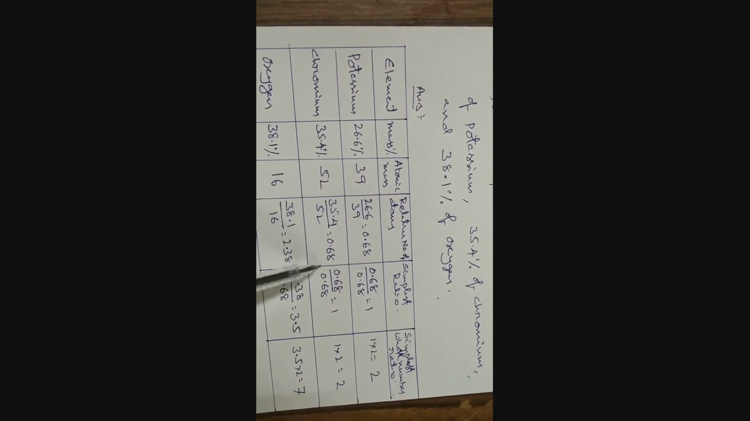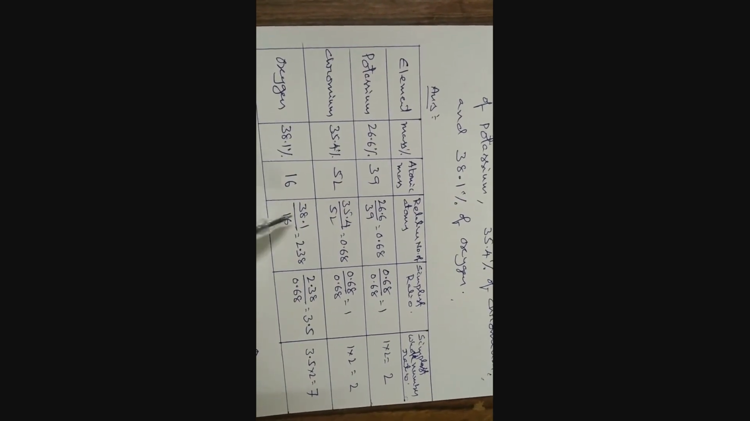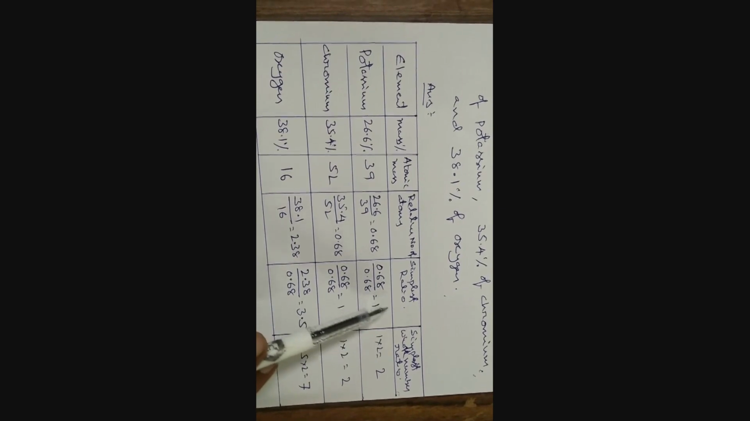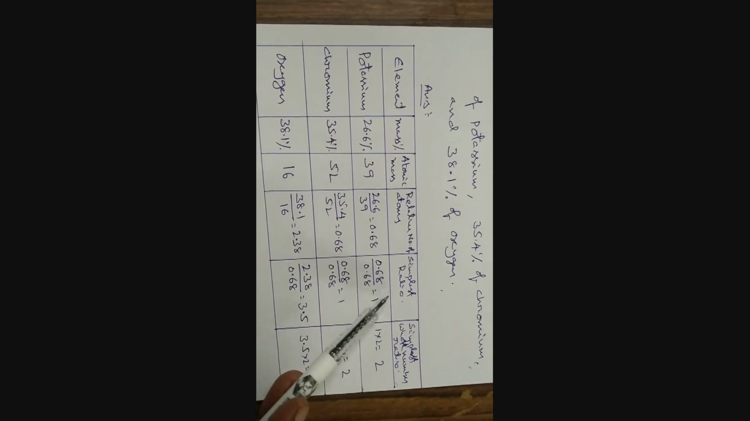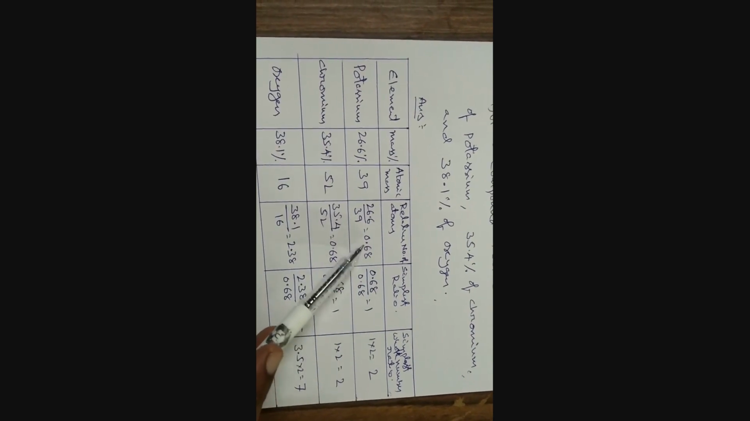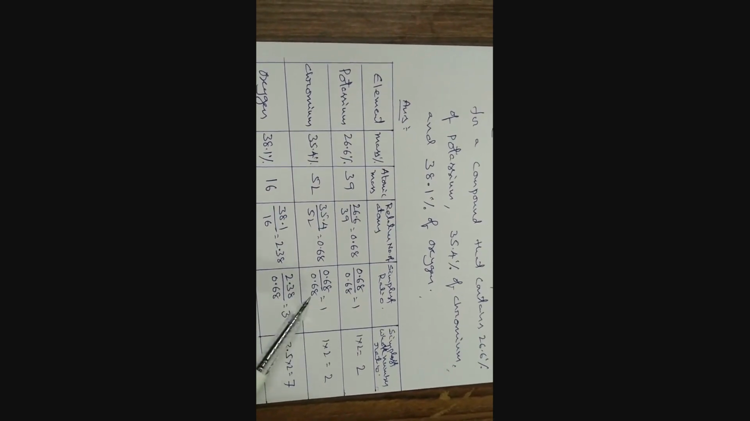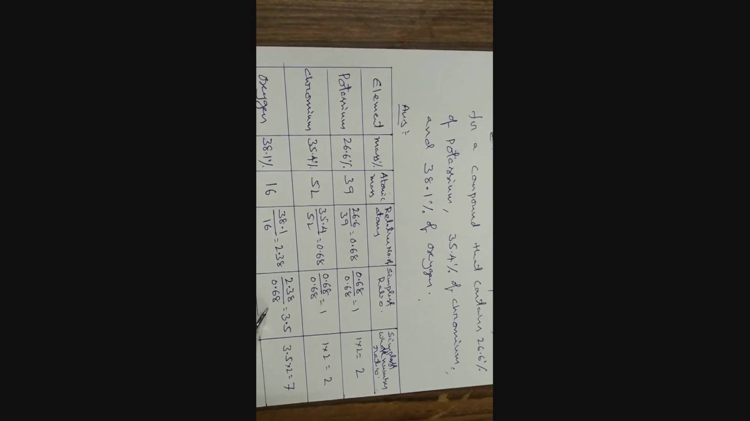26.6 by 39 is equal to 0.6968. 35.4 by 52 is equal to 0.68. 38.1 divided by 16, that is equal to 2.38. Now the simplest ratio. In this simplest ratio, whatever least number you get, here the least number is 0.68. That means among these three the least number is 0.68. Therefore this 0.68 has to be divided into all these three values. That means 0.68 divided by 0.68, 0.68 divided by 0.68, 2.38 divided by 0.68.